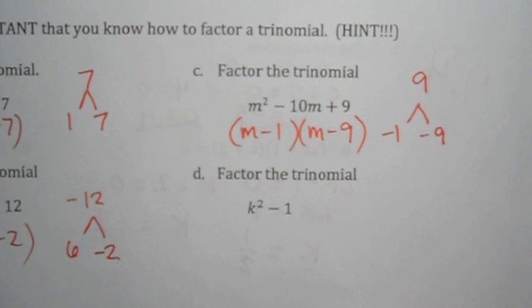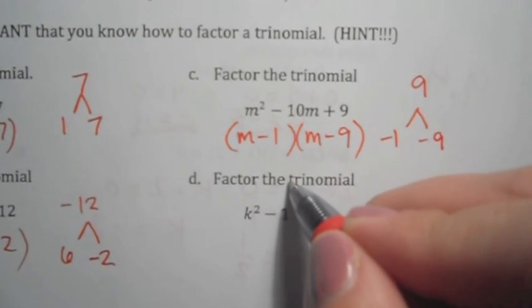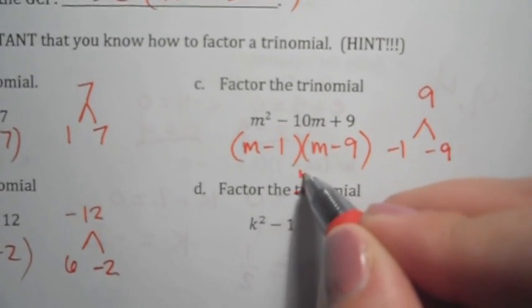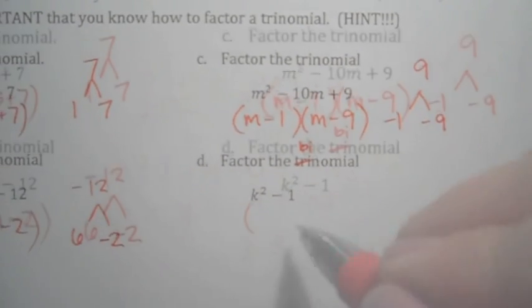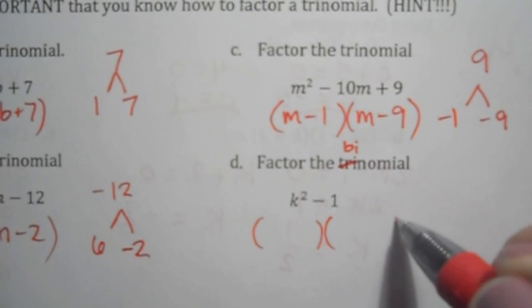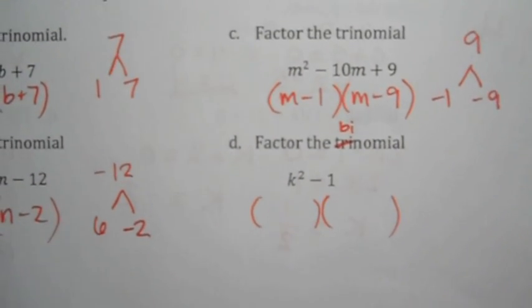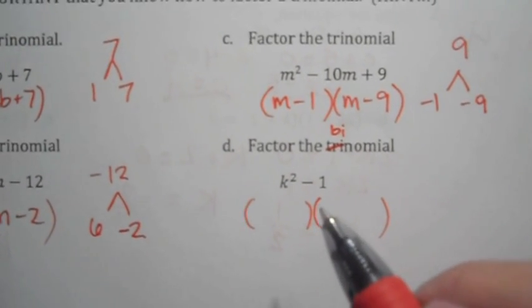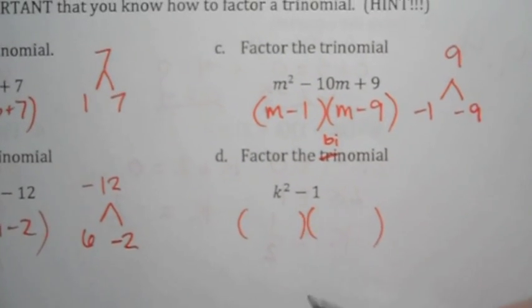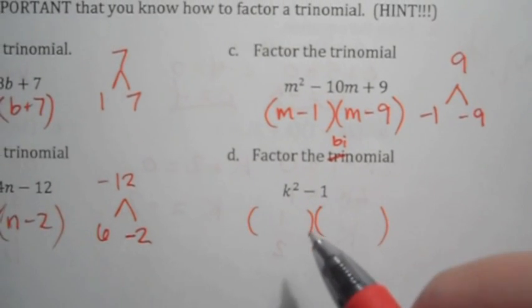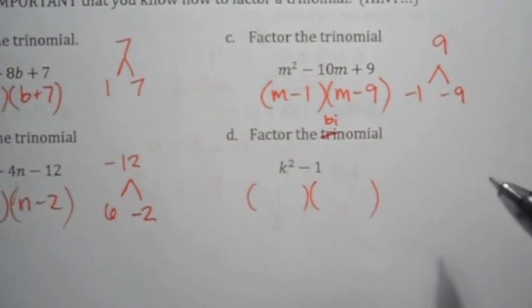Okay, on to part D. We actually have a typo here. This is not a trinomial. This is a binomial. There's only two terms. We know that there's going to be factor brackets. Now, if you choose to solve this one using the pattern that it is a difference of squares, you may do that. Or you may do it just how we did these other ones.